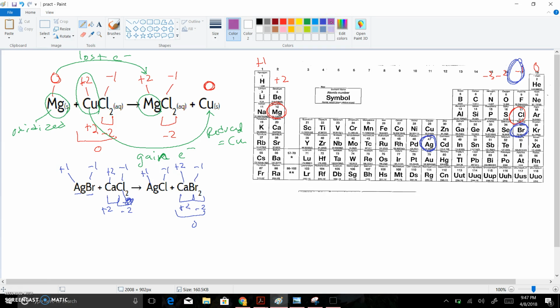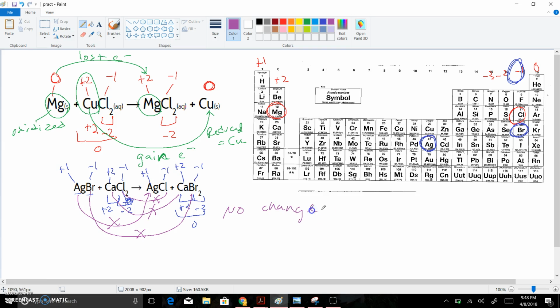Hopefully you caught up if you scanned ahead. Now our job here is to decide, is this a redox reaction? Have electrons moved from one side to the other? I'm going to look for somebody who's changed. Here's silver right here. He's a +1. On the other side, he's still a +1. No change. Bromine right here is a -1. On the other side, he's a -1. No change. Calcium right here is a +2. On the other side, he's a +2. No change. Chlorine is a 1-. On the other side, he's a 1-. No change. No one has changed oxidation numbers.